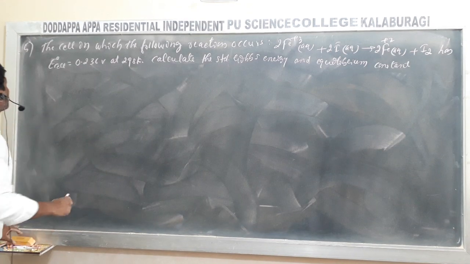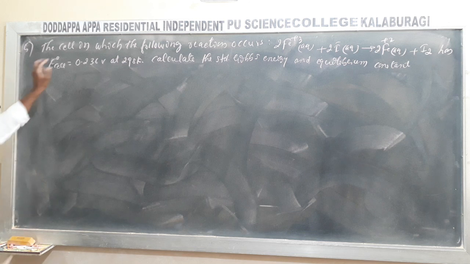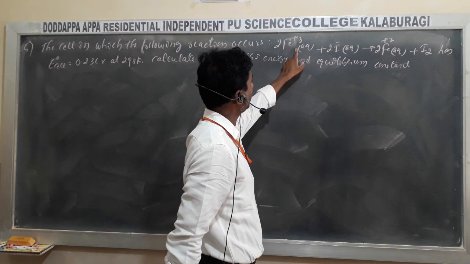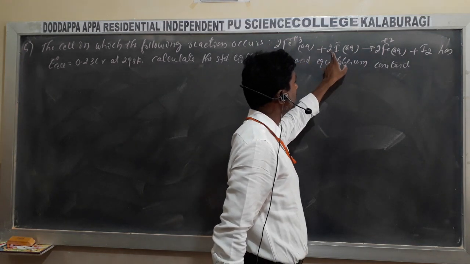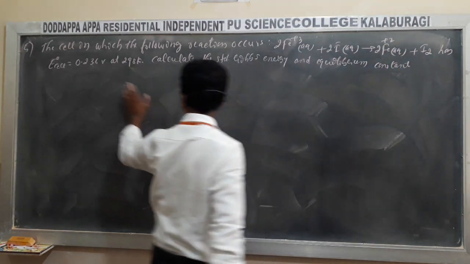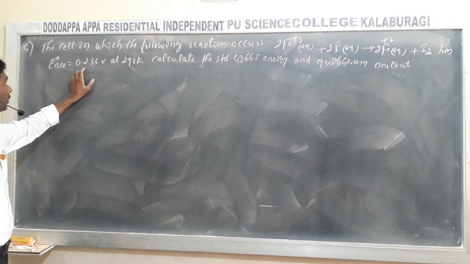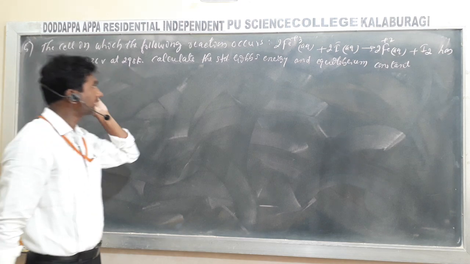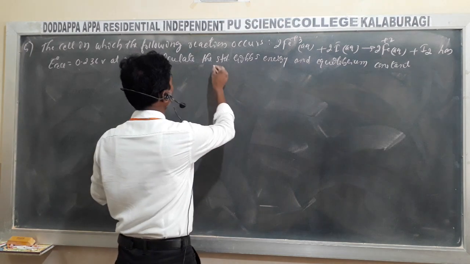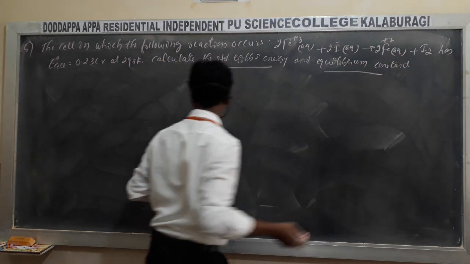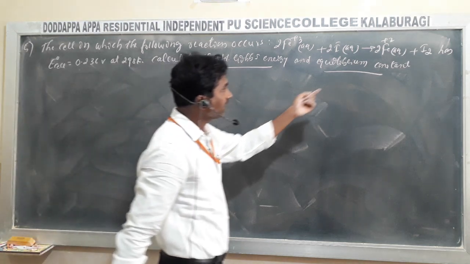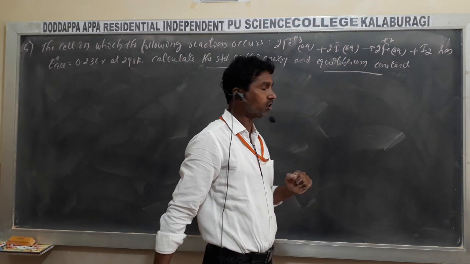Next, problem number 5. The cell in which the following reaction occurs: 2Fe3+ plus 2I minus gives 2Fe2+ aqueous plus I2, has E naught of cell equal to 0.236 volt at 298 Kelvin. Calculate the standard Gibbs energy and equilibrium constant. Here two cases are there. First you have to find the standard Gibbs energy, and second the equilibrium constant.